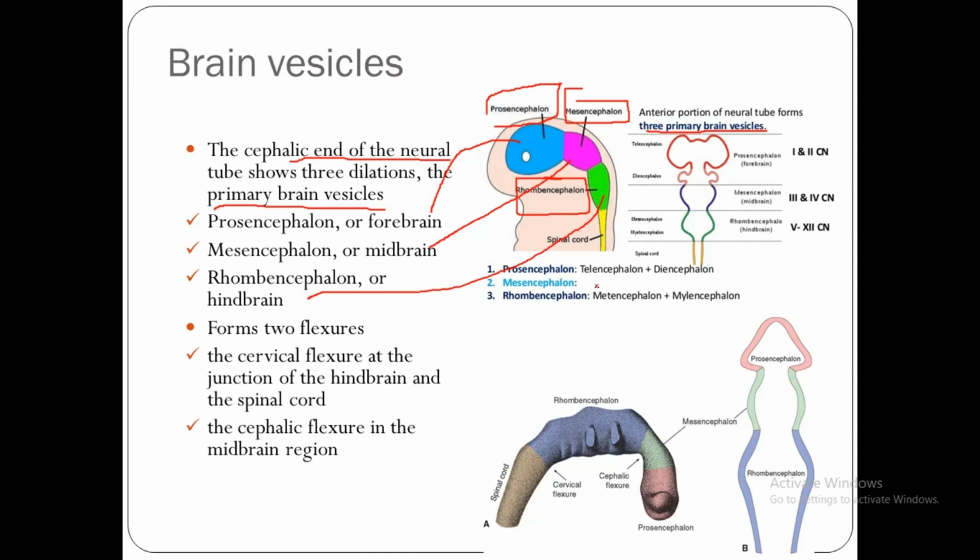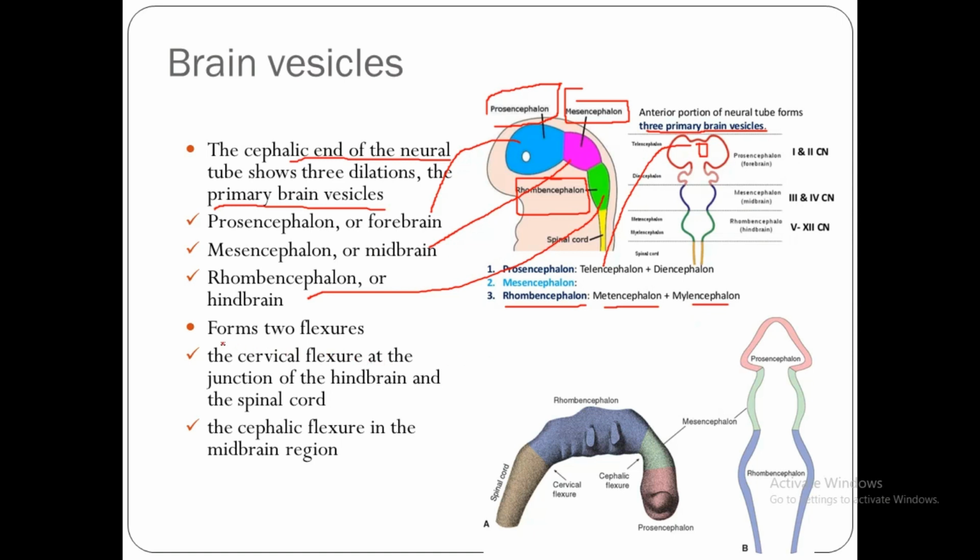Now when we look carefully, this prosencephalon will further divide into two parts. The central part is going to develop into the diencephalon, and the lateral vesicles will develop into the telencephalon. Mesencephalon will continue as a midbrain, and rhombencephalon will again divide into two parts. One will be the metencephalon and the other one will be the myelencephalon.